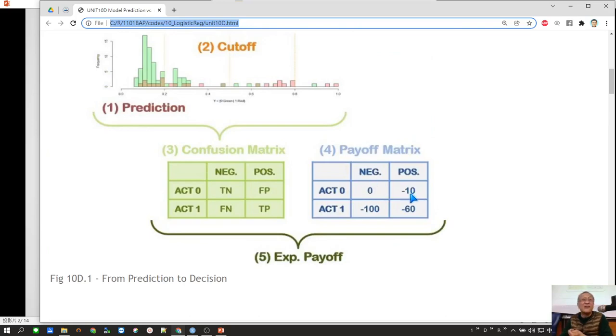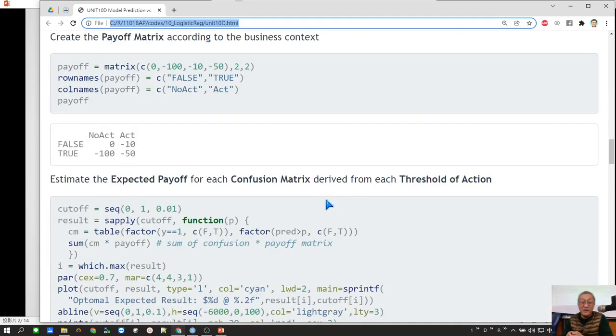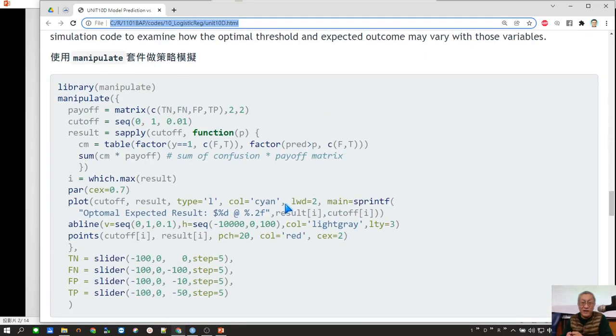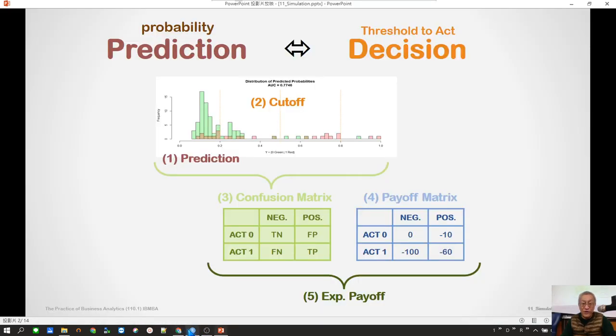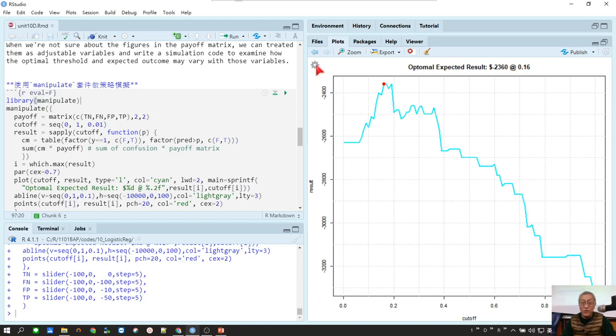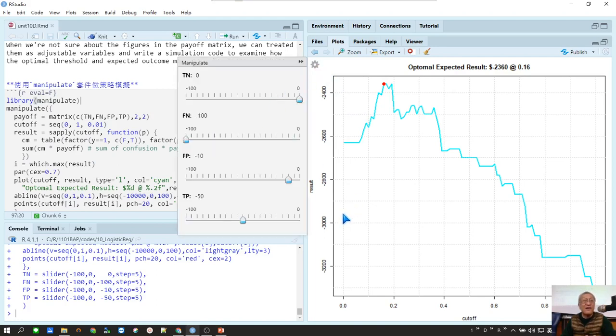For example, for the first treatment, it costs only 5, but its effect is to reduce the 100 risk down to 70. So we go to the simulator and we do some adjustment.